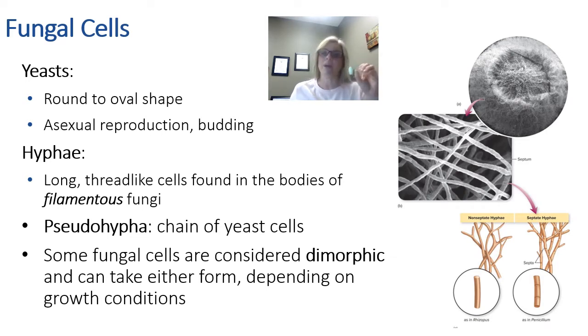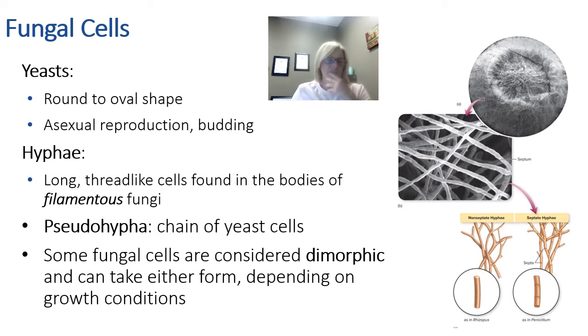It's going to grow buds that are going to be genetically identical because it's asexual. They're going to bud off and then become separate cells to reproduce. Hyphae are going to be these more thread-like structures. They grow on filamentous type fungi. Those are going to be more of your molds. Some form pseudo-hyphae, which is a chain of yeast cells that kind of looks like hyphae. When the buds form, they just kind of stay together in a row. So it's a chain of yeast cells, okay?